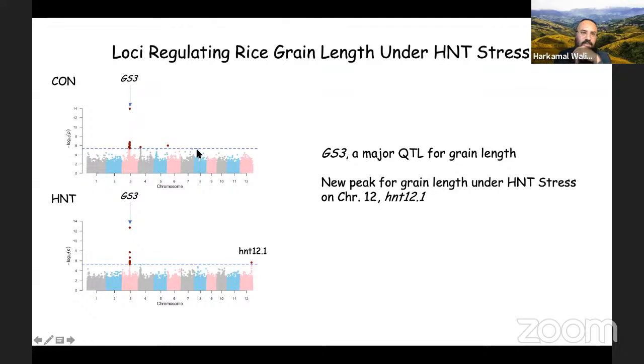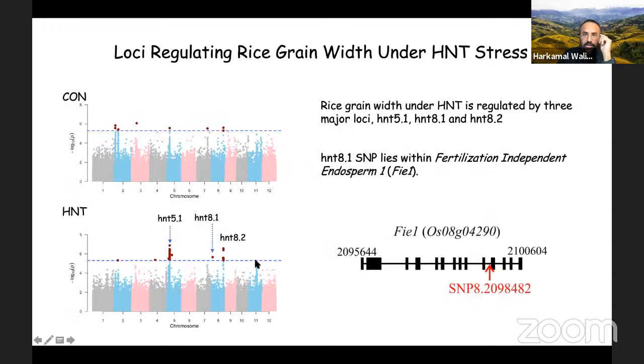I made it more colorful this time. And of course, under HNT stress, you also see the same gene. There are other SNPs, not shown here, that don't emerge from the control conditions but do emerge from the HNT. Similarly, we also looked at grain width. What was interesting here is that several of the SNPs were controlling grain width under both control and HNT stress, but there were some unique ones that we didn't find in the control conditions.